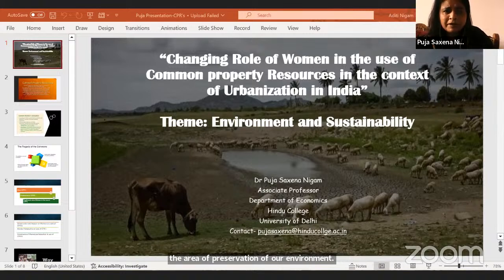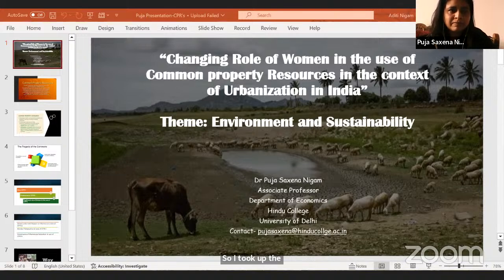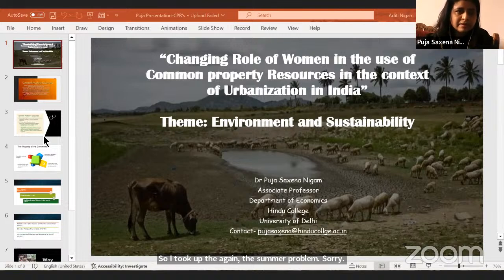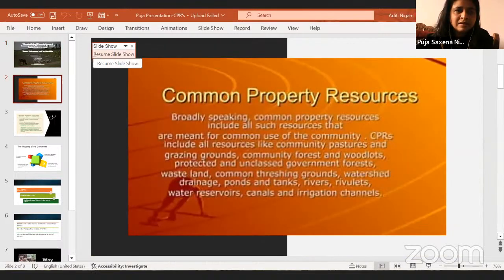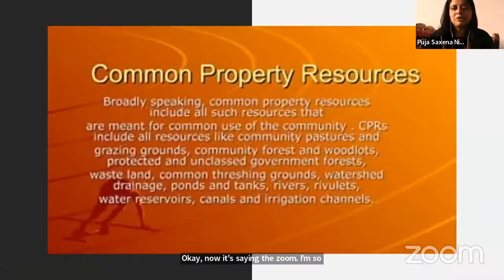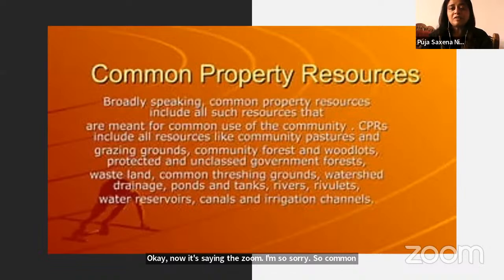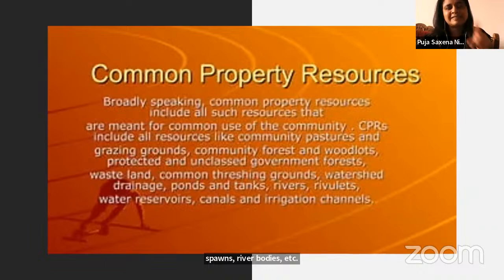So common property resources, I'm just defining them because these are resources which are used by a community. They cannot typically be put into the category of private ownership or public ownership. So they rest with the community, and people use them as a community. Examples are community pastures, forests, ponds, river bodies, etc., which are very important. And primarily these resources are based in rural areas.